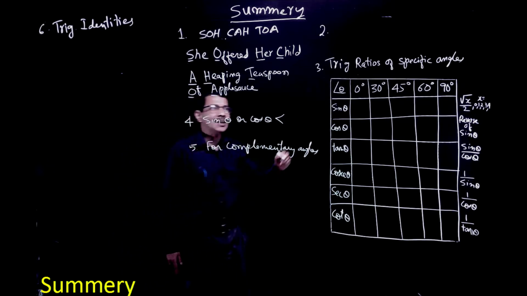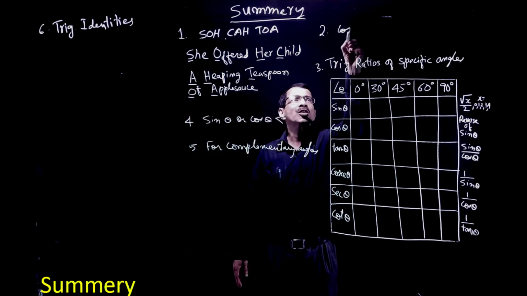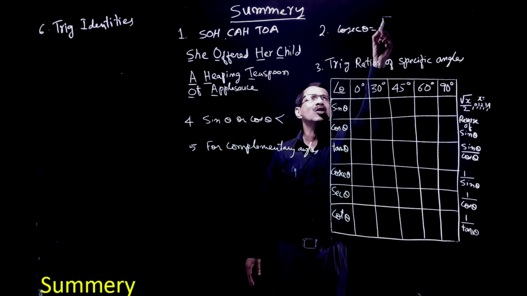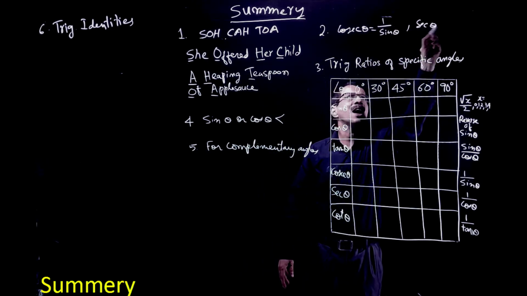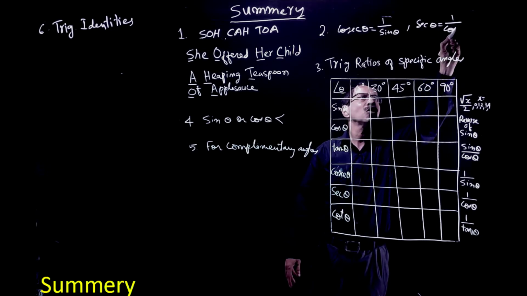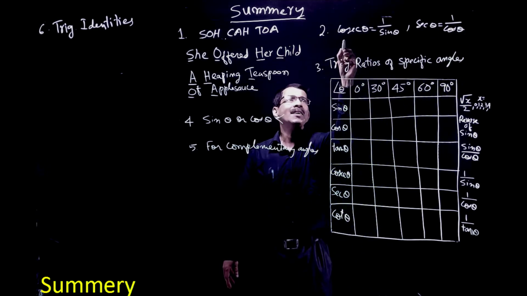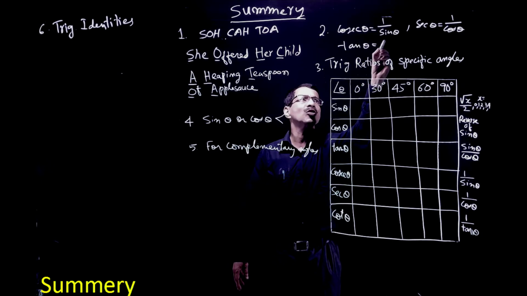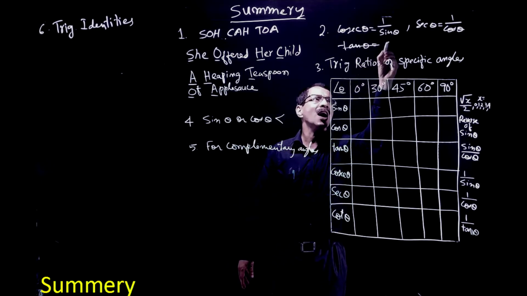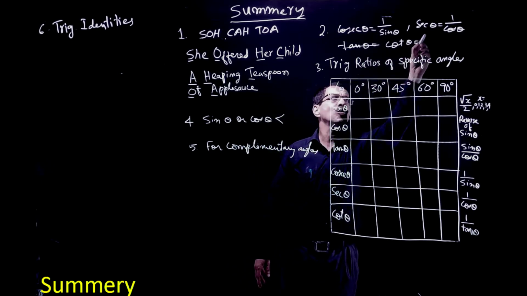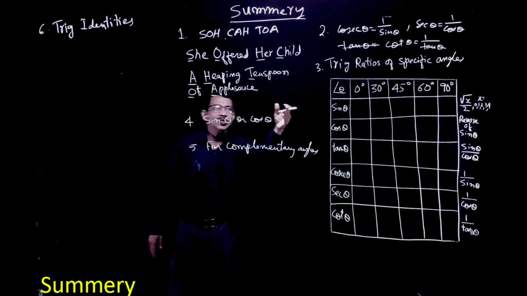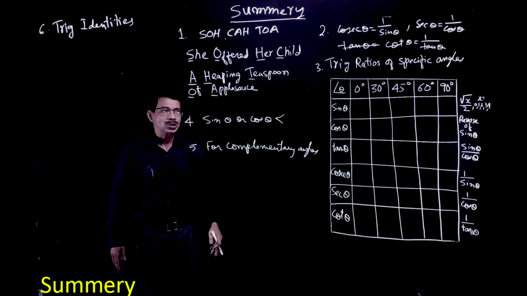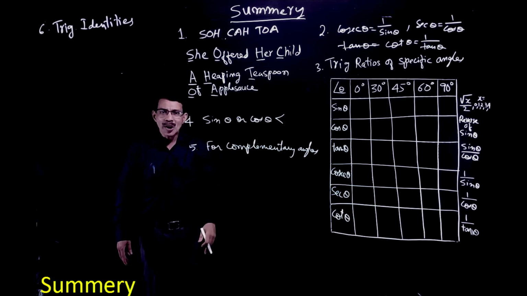The remaining part is cosec. Cosec of theta is equal to 1 upon sine of theta, and sec of theta is equal to 1 upon cos of theta, and cot of theta is equal to 1 upon tan of theta. The next trigonometric ratios are nothing but an inverse of all these. So that was about point 2.